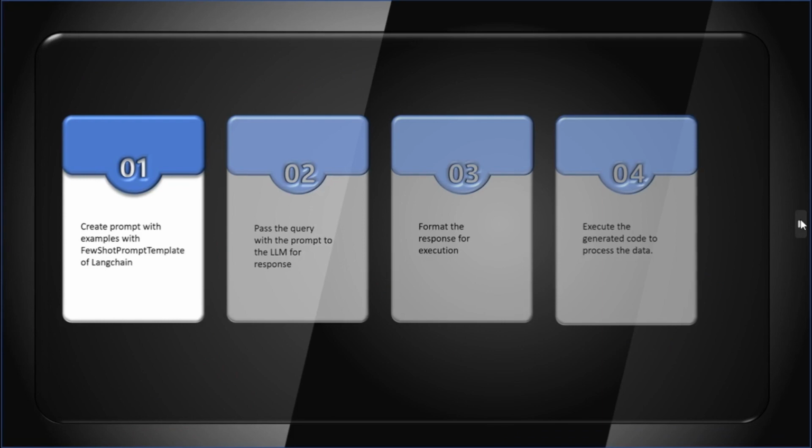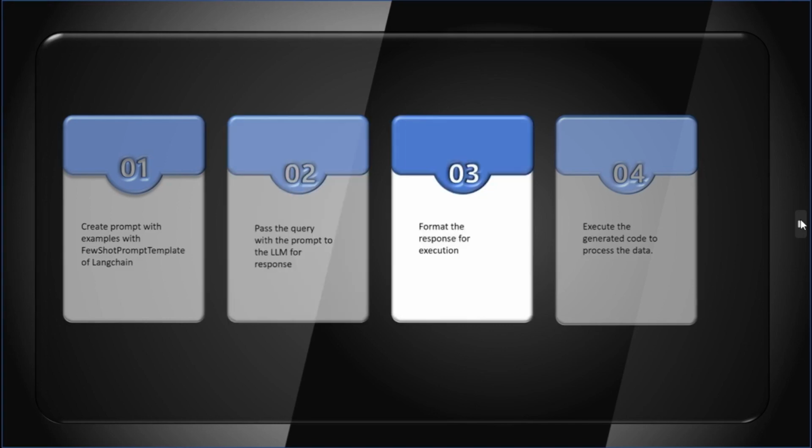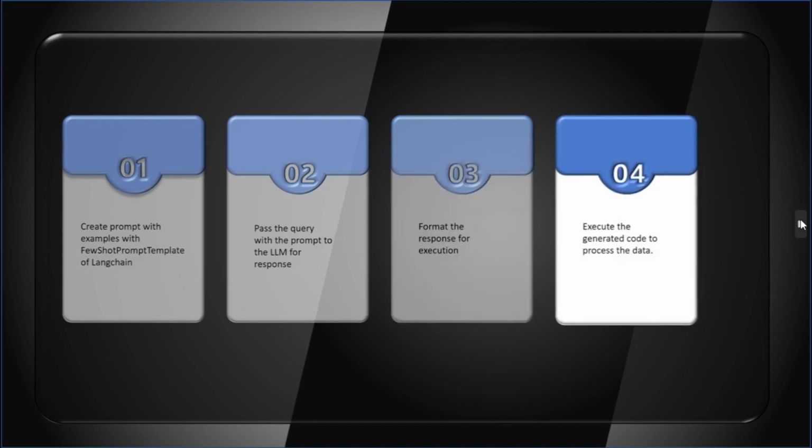Moving on, the process that I'm going to establish to generate the code and execute it can be talked about in 4 different ways. So first we will create a prompt using the few shot prompt template from LangChain. Next we will pass the query from the user along with the prompt to the LLM and generate a response. Third, we will be formatting the response from the LLM, and fourth, we will execute the generated code to process the data. So let's now jump into the code and see how we can do that.